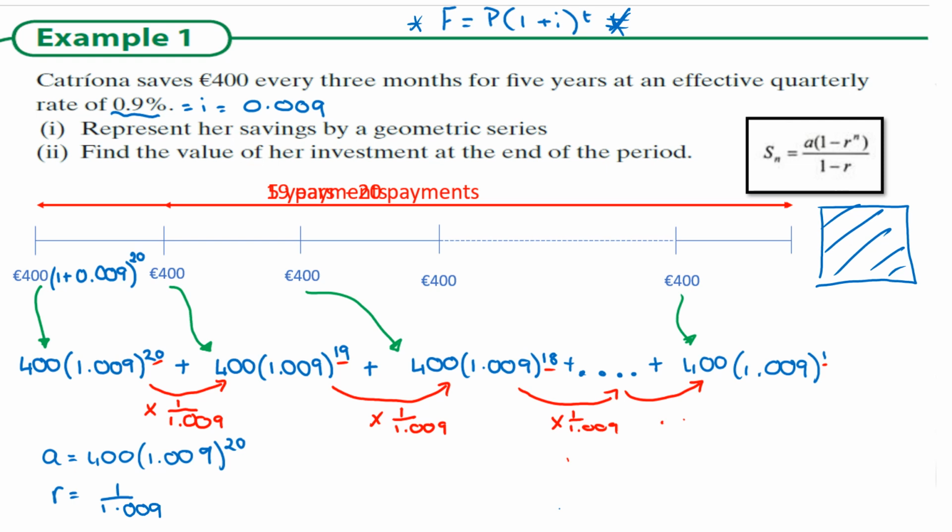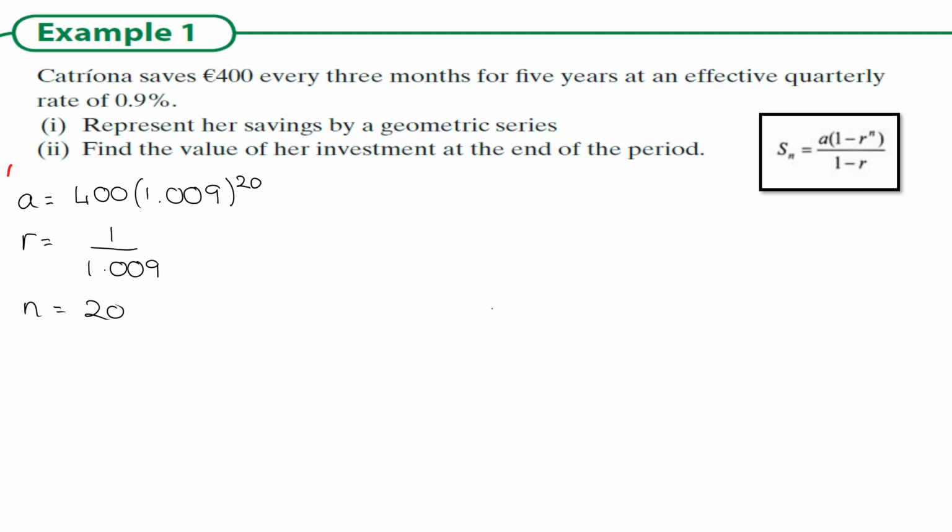So the second part, so this really is part 1. So the second part then says find the value of her investment at the end of the period. So what we're going to use is the Sn formula, the sum of a geometric series formula to add all of these terms together. The three things you need are a, r, and n. How many payments? For us, that was 20. So part 2, we're using that Sn formula.